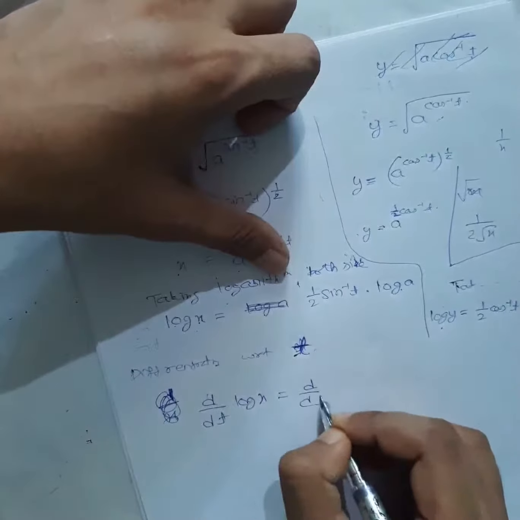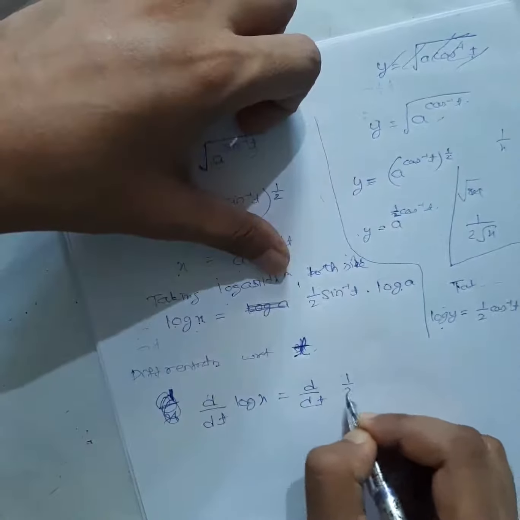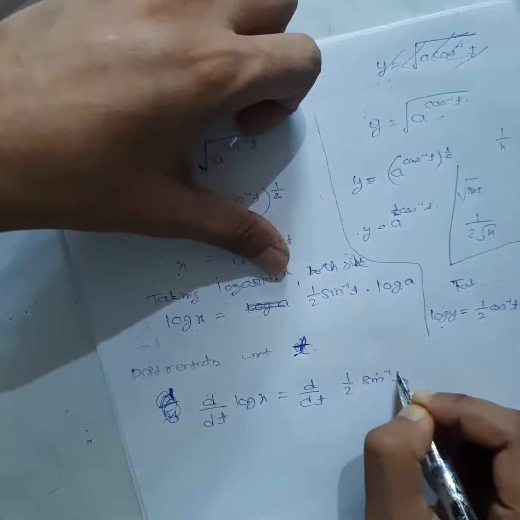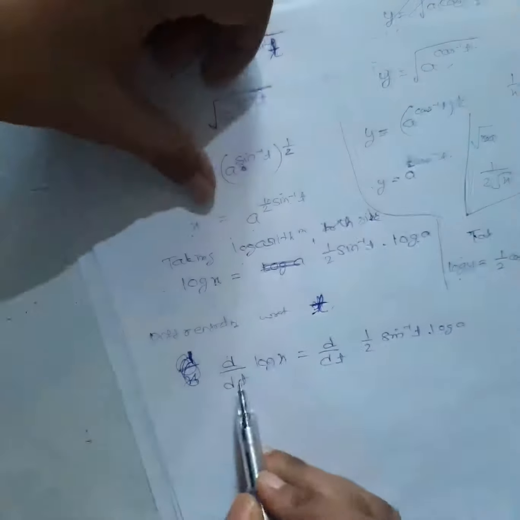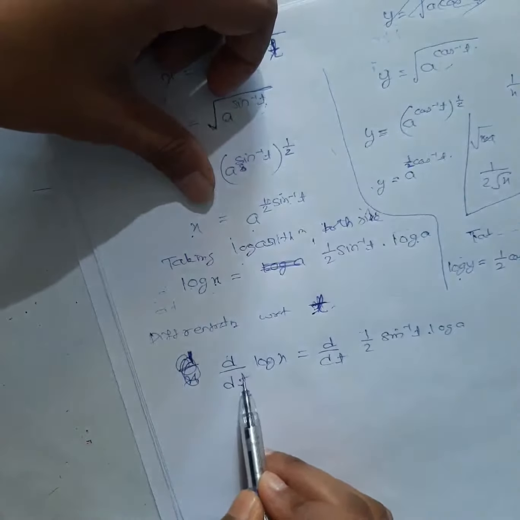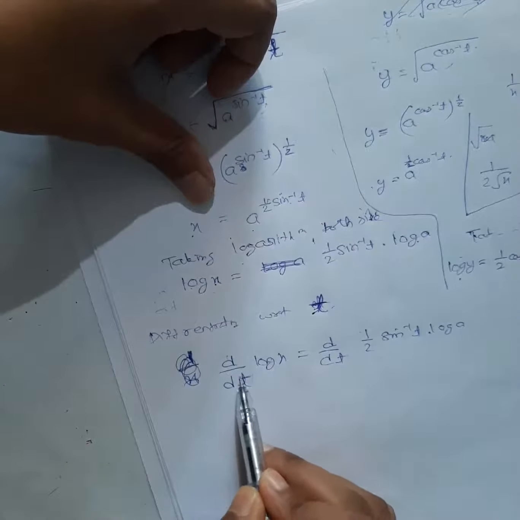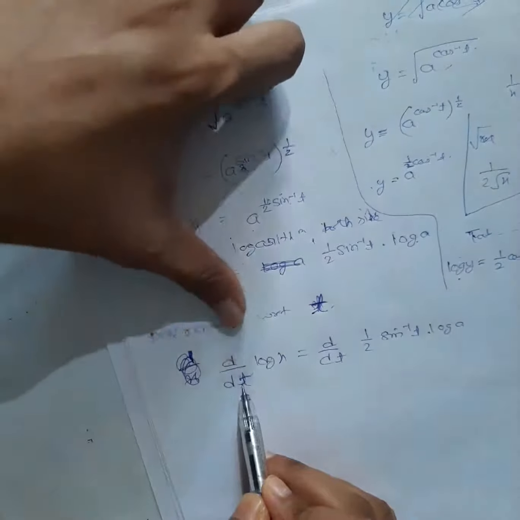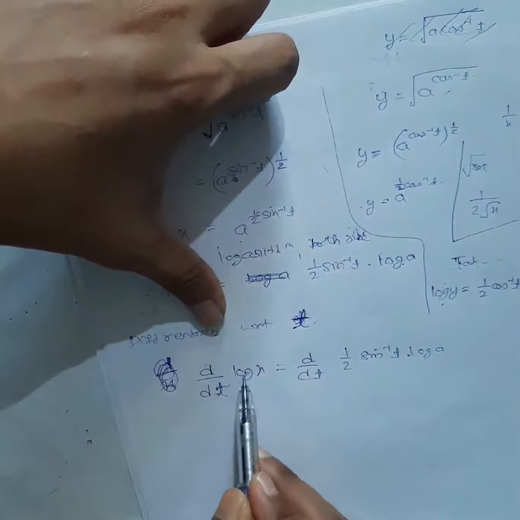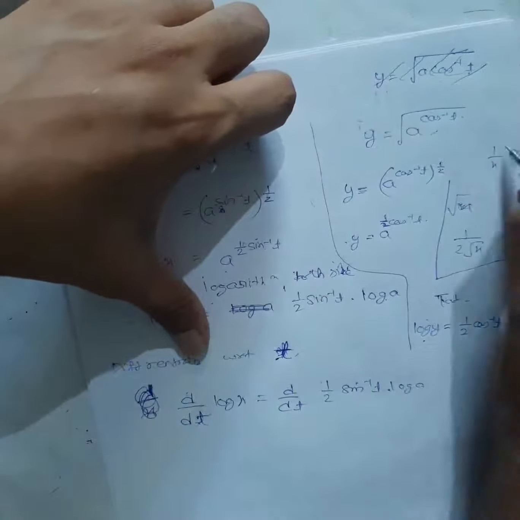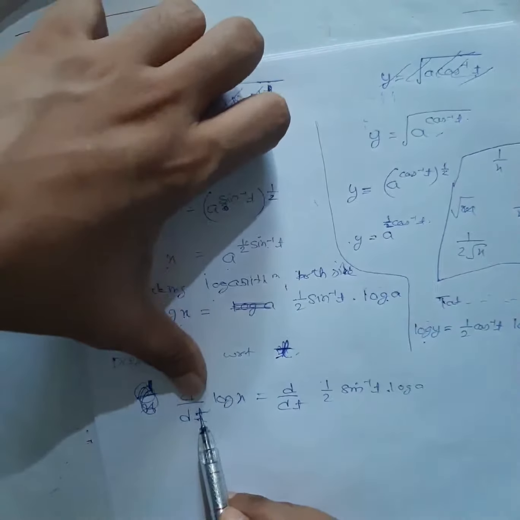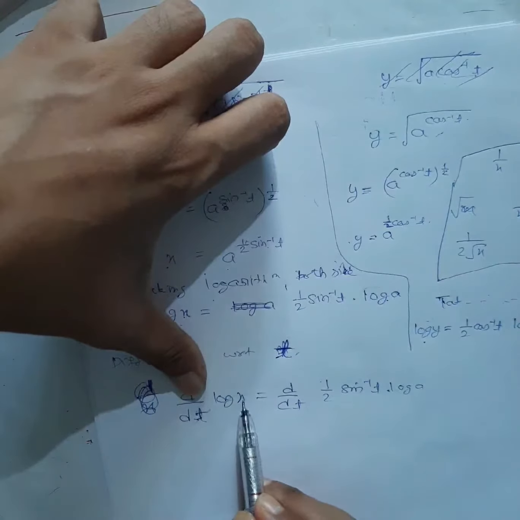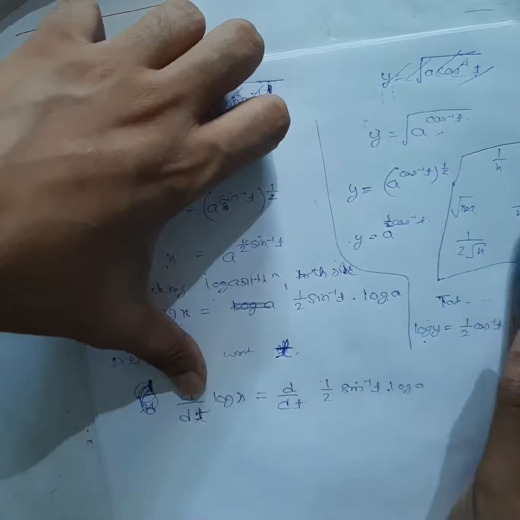Here some of you might get confused. See carefully. d dt of 1 by 2 sine inverse t log of a. Now see, when you differentiate this one, what is the independent variable here? It is t. Means in place of x, now here it is t. If it is d dx of log x, then what we used to get? We used to get 1 by x simply, right? Because the independent variable is also x, and here also it is x, right? That's why 1 by x.